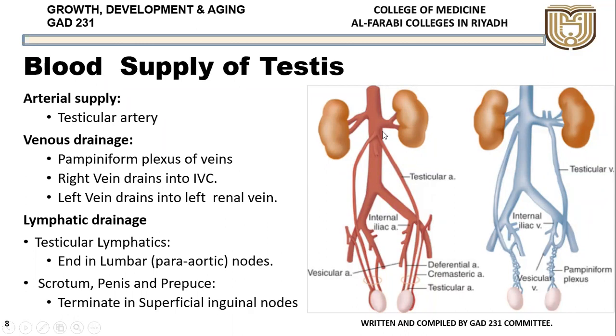It is different. Both arteries, right and left, start from the abdominal aorta. But in the case of venous drainage, on the right side it drains into the inferior vena cava, but on the left side it drains into the renal vein. This is the kidney, which is also called renal. So this is the renal vein. It drains into the renal vein, then into the inferior vena cava. So there is a difference between the venous drainage on the right side and the left side.